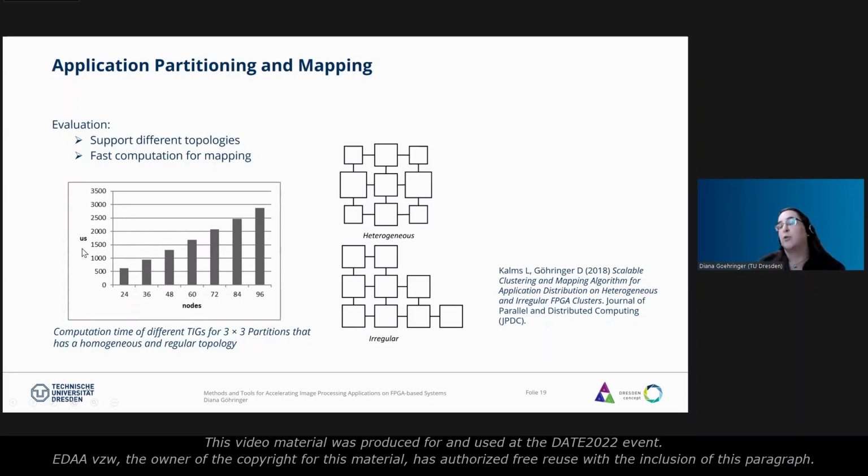And so both are supported, and what you see here is basically that the algorithm scales very well with the number of nodes which we are calculating. So this is the computation time for different task graphs on a 3x3 partition system.